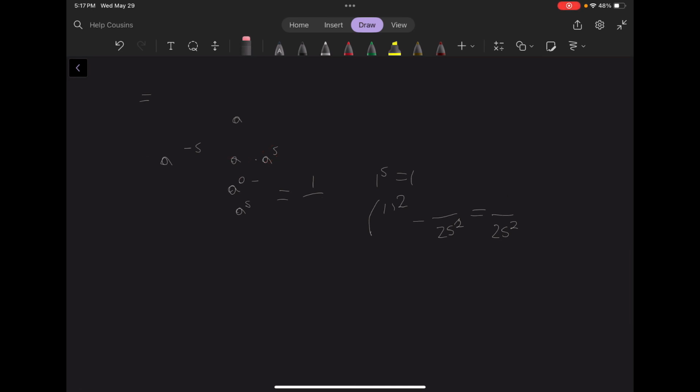Then we'll go into the last rule, which is a to the power of 0. Any number to the power of 0 is always going to be equal to 1. This is just a known fact in mathematics, and it's just something you need to remember.